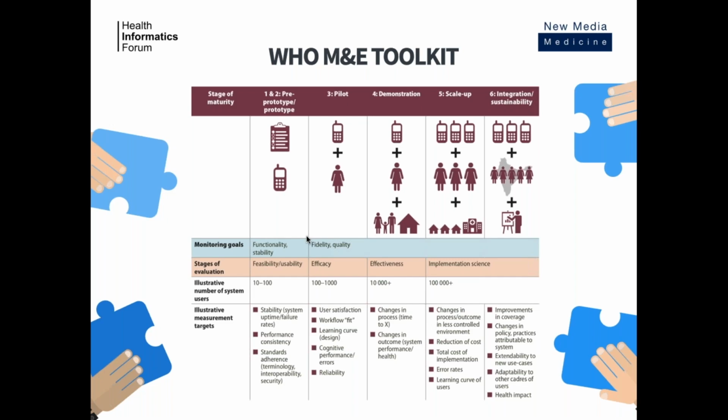And then you go on to efficacy testing, effectiveness testing, and there's a kind of subtle difference between efficacy and effectiveness. Effectiveness generally refers to more real-world testing. And then you do your implementation science, which is monitoring your implementation as it scales out. So for them, usability comes at the very beginning and might even only have a very small number of users, so 10 to 100, they say.